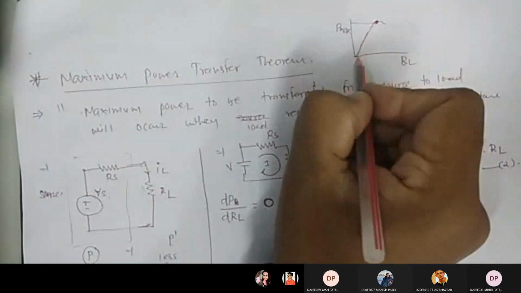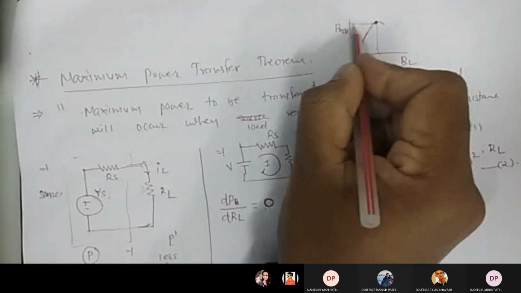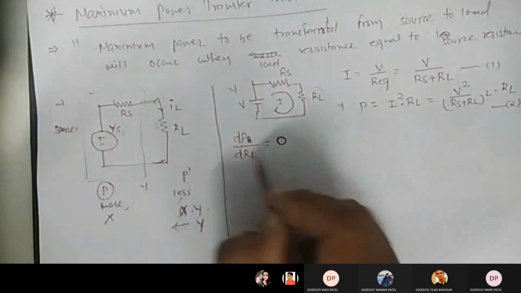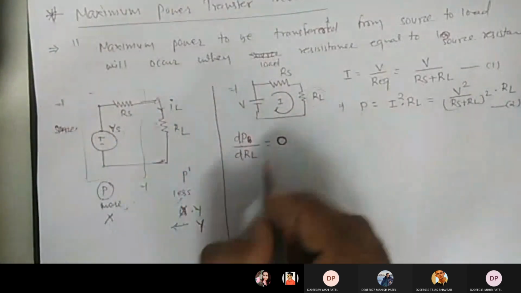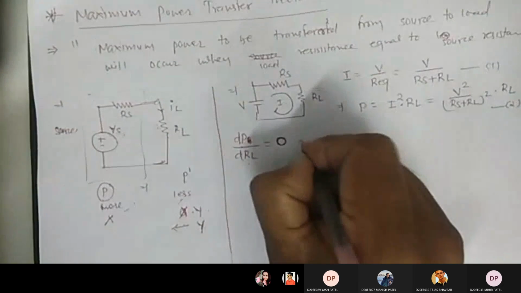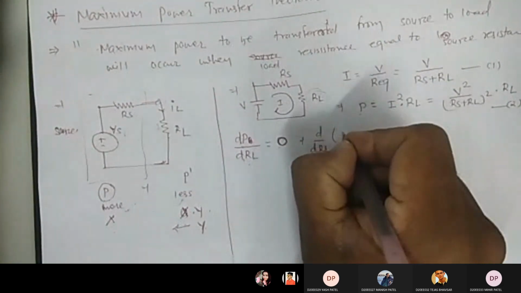At the instant when the power becomes maximum, the rate of change of power with respect to resistance RL becomes 0. So what I will do, I will take the derivative of P with respect to this.